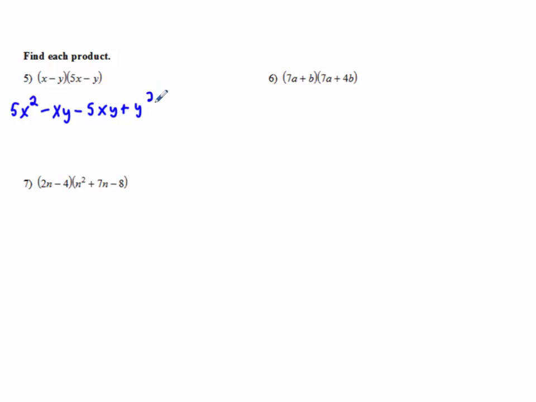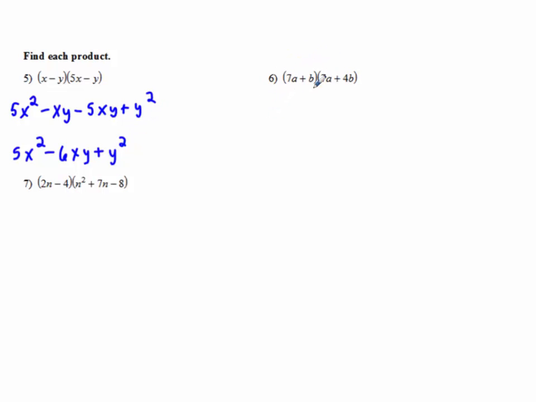Don't get bent out of shape about what's standard form here. Just put it in the order you've got it. So we drop down the 5x squared. Our middle terms are like terms and give us negative 6xy. And then we put the y squared. You don't have to rearrange this and put the y squared in front or whatever. You just leave it like this. This is standard form.